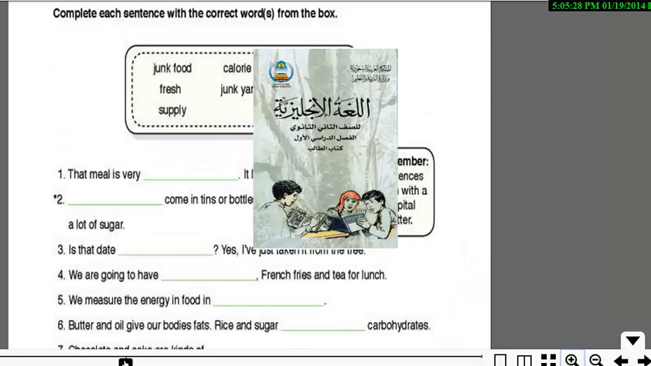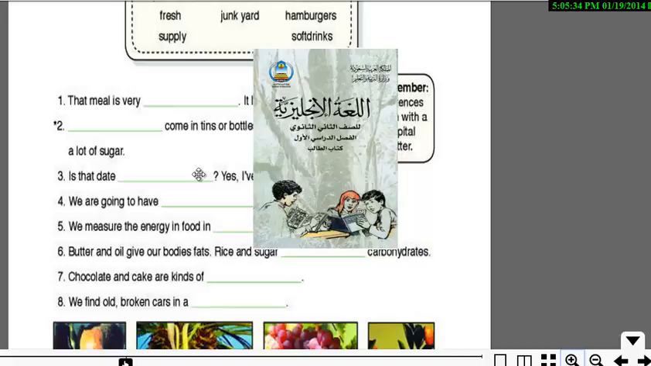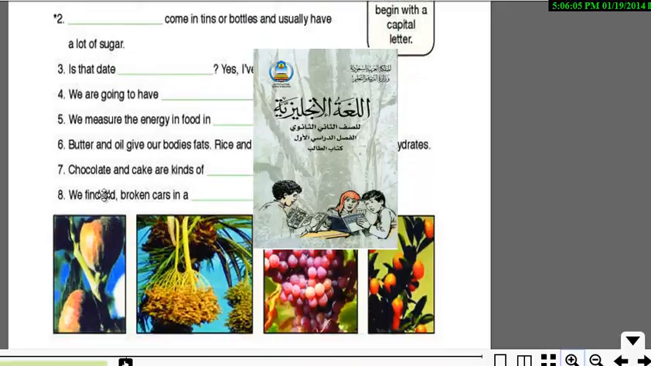I will just read it out for you quickly because that's what we usually do, and then we start filling in our words. Number 1, the meal is very blank, it looks good. 2, blank come in tins or bottles and usually have a lot of sugar. 3, is that date blank? Yes, I have just taken it from the tree. 4, we are going to have blank, French fries and tea for lunch. 5, we measure the energy in food in blank. 6, butter and oil give our bodies fats, rice and sugar blank carbohydrates. 7, chocolate and cake are kinds of blank. 8, we find old broken cars in a blank.